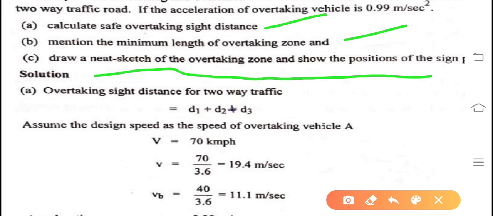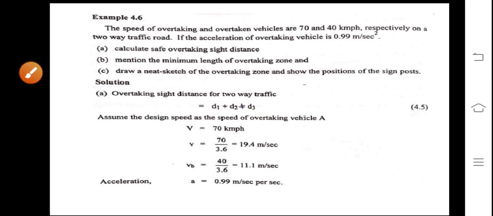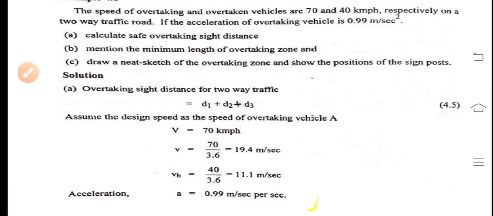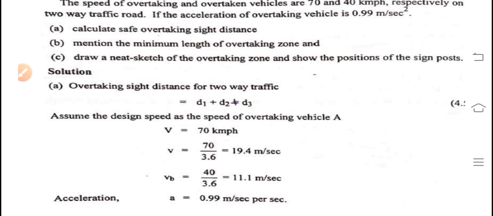Solution. Overtaking sight distance for two-way traffic is given by d1 plus d2 plus d3. Assume the design speed as the speed of the overtaking vehicle A, that is V is equal to 70 km per hour. If you convert it, you will get 19.4 meters per second. And VB, that is the slow moving vehicle, 40 is given. Therefore, you will get 11.1 meters per second.